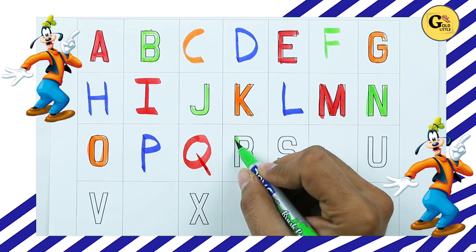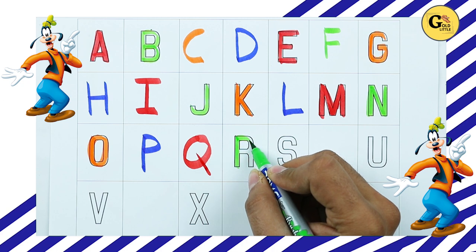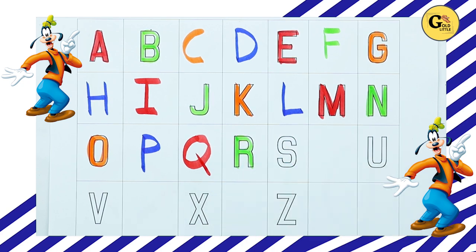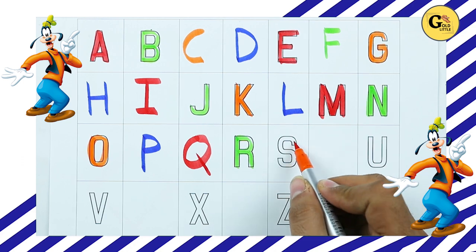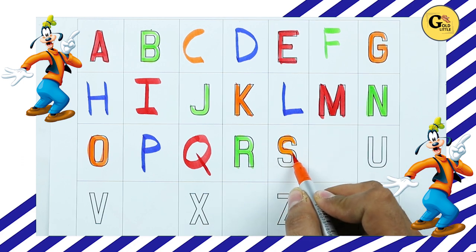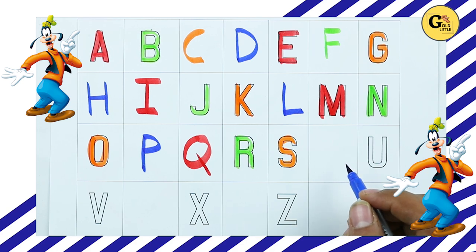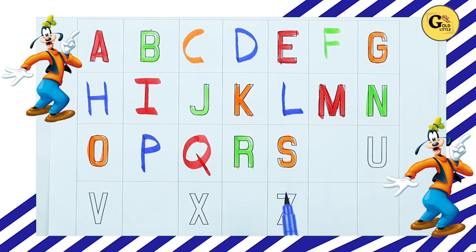Next is R. R for rabbit with green color. What next? S. S for sheep with orange color.